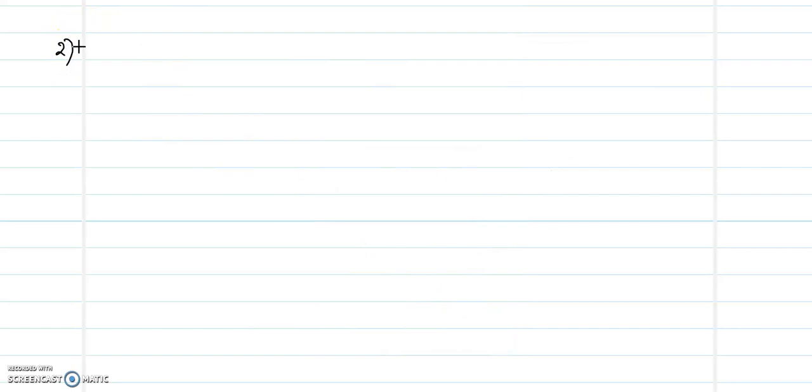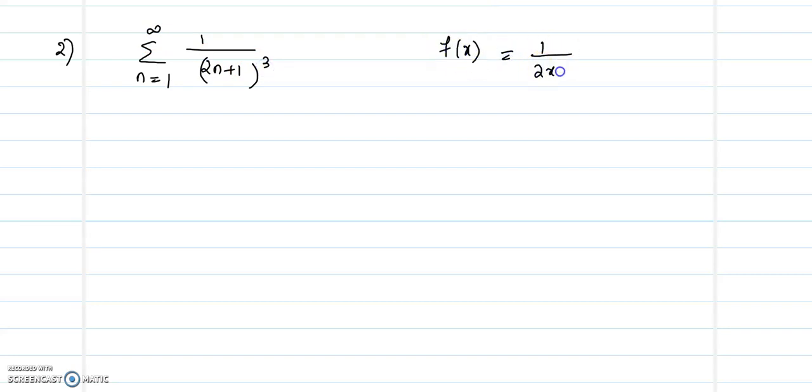Second problem, we need to check the convergence of summation n equal to 1 to infinity 1 by 2n plus 1 whole cube. So here f of x is equal to 1 by 2x plus 1 whole cube. When x is greater than or equal to 1, this will be positive. Now we have x in the denominator, so as x increases, f of x is decreasing. So it is positive, decreasing, and the only point of discontinuity is minus 1 by 2, which is not in the portion x greater than or equal to 1. So it is continuous. So it is positive, decreasing and continuous for n greater than or equal to 1.